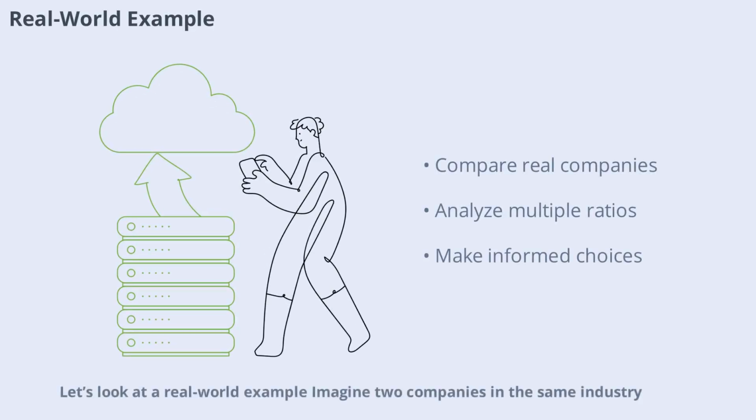Let's look at a real-world example. Imagine two companies in the same industry. Company A has a higher profit margin but lower asset turnover, while Company B has the opposite. By analyzing their ratios together, you can see which company is more efficient or profitable overall. This approach helps you make informed choices.